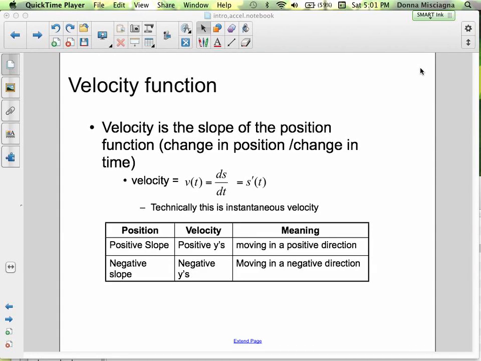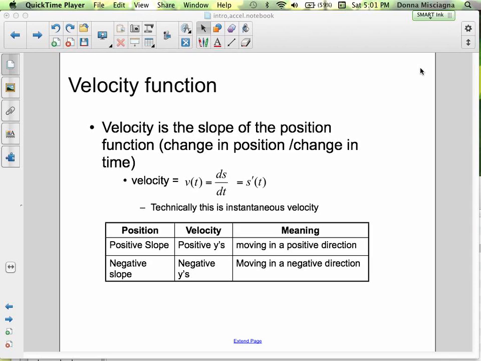Now let's learn about the velocity function. Velocity is the slope of the position function: change in position versus change in time. So velocity, which is v of t, is ds/dt, or s prime of t. It is the derivative of the position function. Right? And so as a derivative, technically, this is instantaneous velocity.